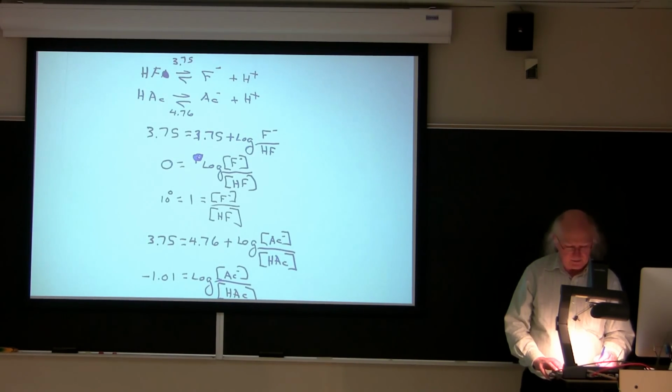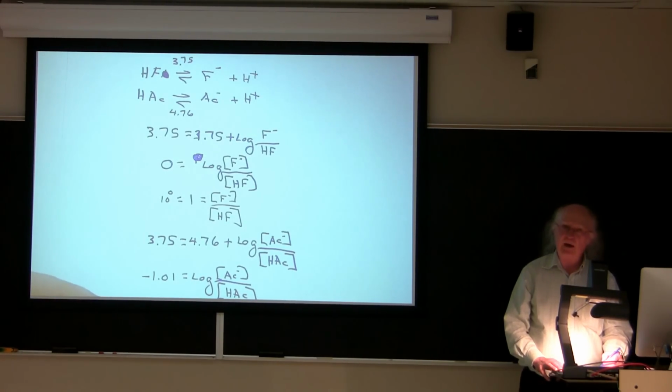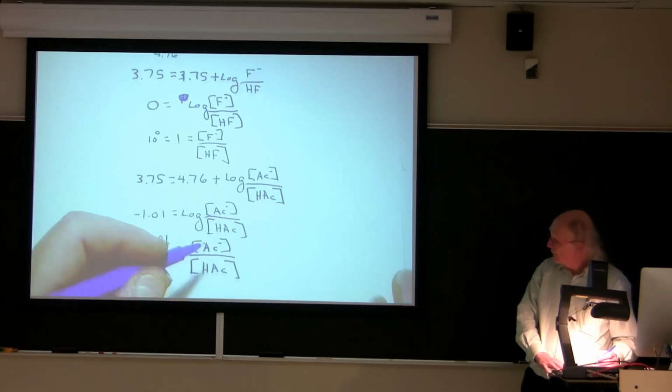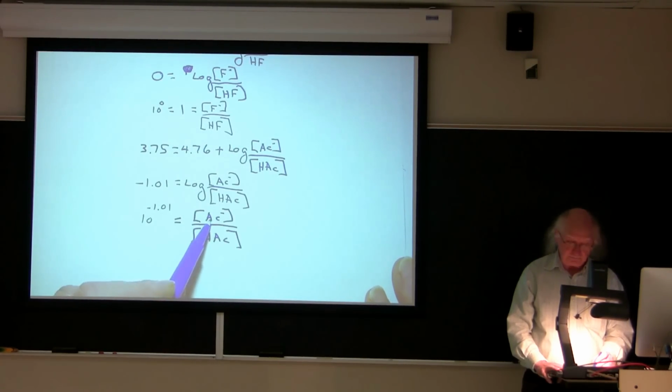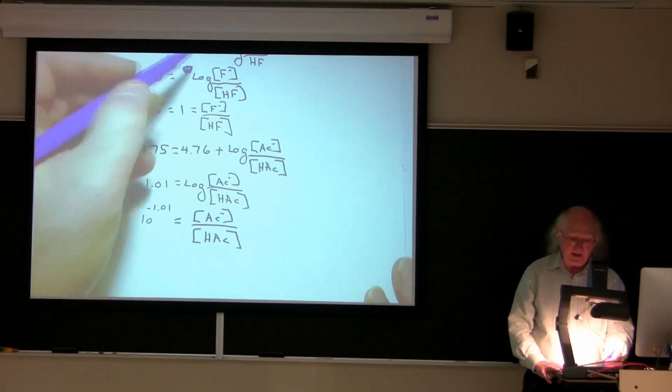Raising 10 to the power of minus 1.01, that's equal then to the concentration of AC minus all over the concentration of HAC. Well, we remember that 10 to a negative power means that that number is less than 1. That number being less than 1 then corresponds to the fact that HAC is more abundant than AC minus. That means, therefore, that less HAC has ionized at pH 3.75 than formic acid.